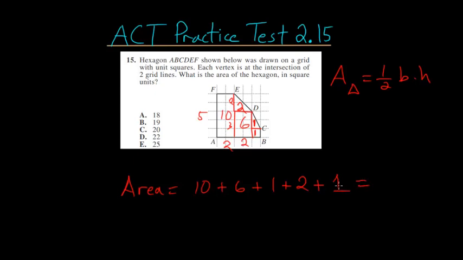And now computing these and actually adding them up, what we're left with is 10 plus 6 is 16. This brings us to 17, 18, 19, and plus 1 brings us to 20. So 20 would be the total area of this hexagon, which you can see is choice letter C here.